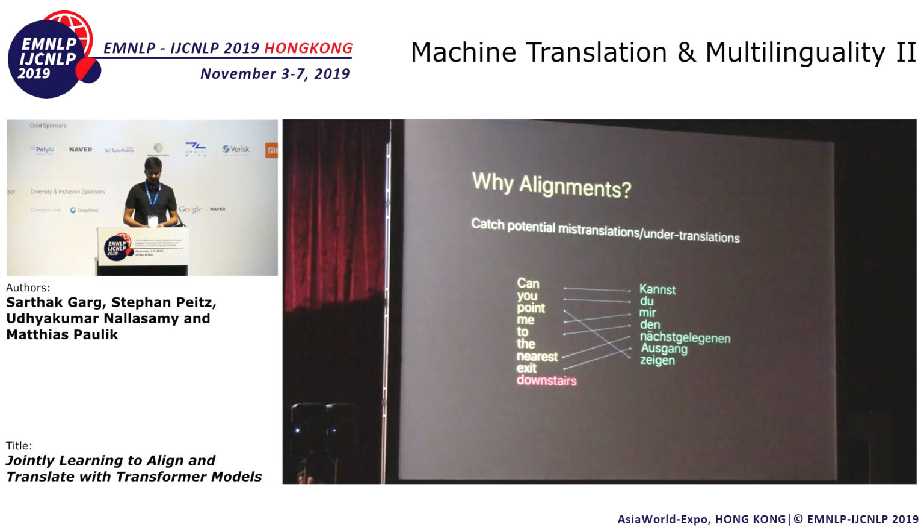Another very important use case for alignments is to model source side coverage. A lot of NMT models sometimes can perform under translation. For example, in this case, the word downstairs has important information but is actually missed in the translation. And this problem can be detected by the missing alignment link for the word downstairs on the source side.